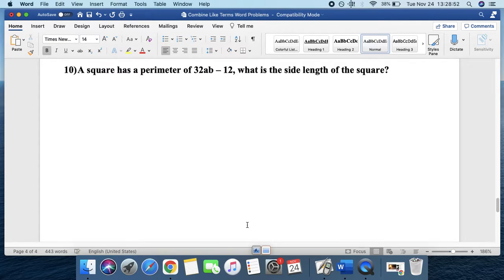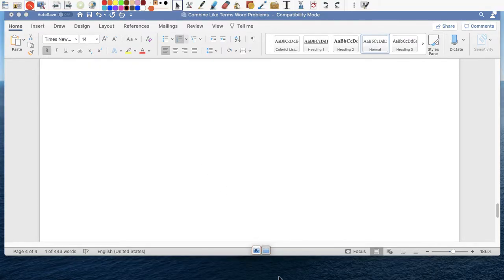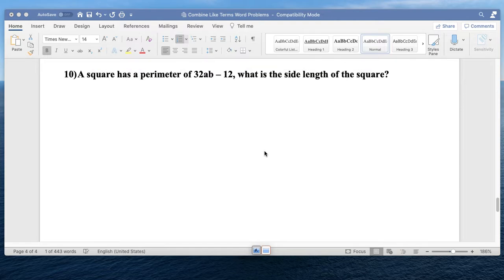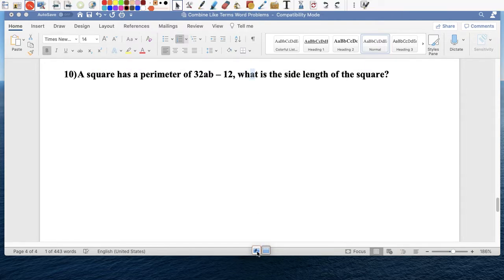So here, let's draw a square. And let's have the problem back. Let's draw a square. Perimeter of this square. So if I add all the sides, this side, I don't want to write that, but this plus this plus this plus this.